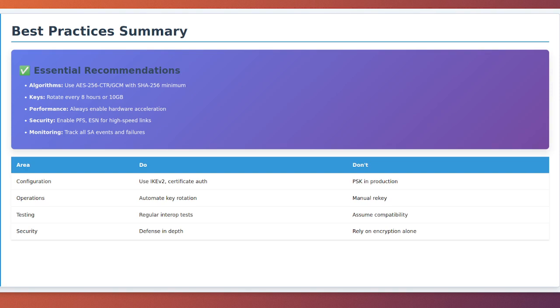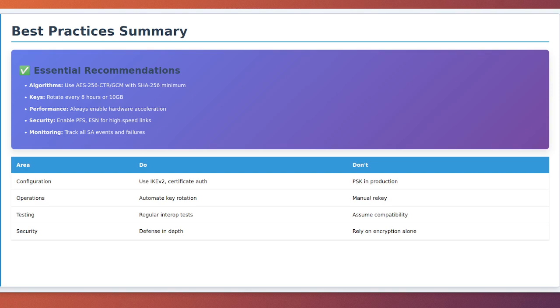Implement proper key deletion procedures, ensuring keys are overwritten in memory when SAs are terminated. Monitor key usage and set alerts well before lifetime limits are reached. Performance optimization should be approached systematically. Always enable hardware acceleration when it is available. The performance difference can be 10 to 100x.